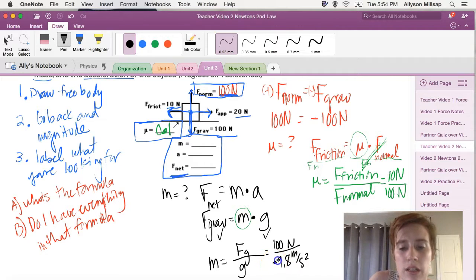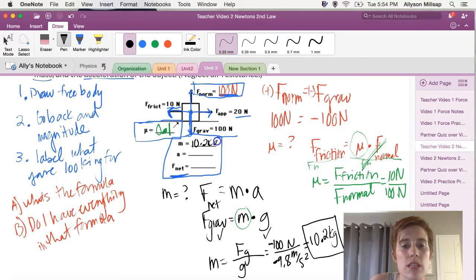Okay, this is important. Since gravity is negative 9.8, it's going downward, you also need to include your negative here. The force of gravity is downward negative 100 newtons. So if you do 100 divided by 9.8, you get 10.2. And remember, mass is always in kilograms. So here's my mass.